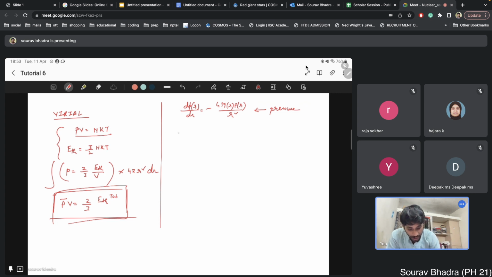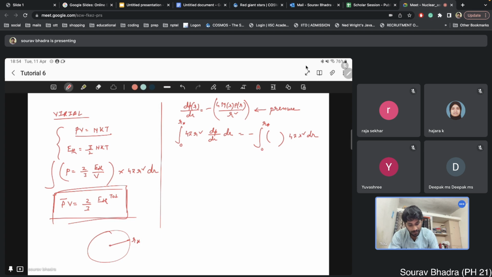Now if I do the integration of this particular equation over the volume of the star, 4/3 pi r cube, where dP/dr is there, it should be 4 pi r square dr. The same thing, I am just doing the integration over the volume. This part is there with 4 pi r square dr, and we are doing this integration from 0 to R star. R star is the surface of the star.